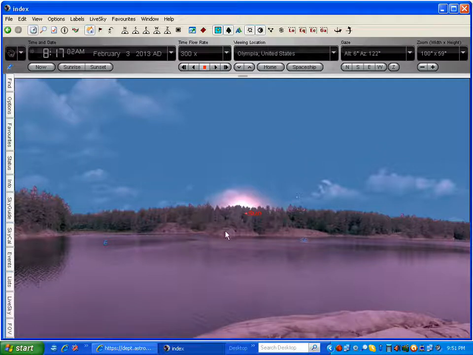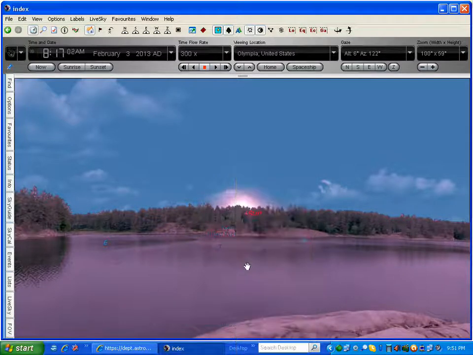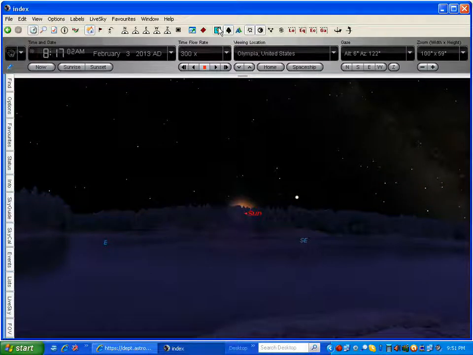Okay, now what I'm going to do is select the sun here, and then right click, and that will open up a menu, and I'm going to go down here and click local path. Then I'm going to run the time forward, and we're going to watch the sunrise. However, I'm also going to take away the sunshine, okay? So I'll make it dark so that we can see what's going on.